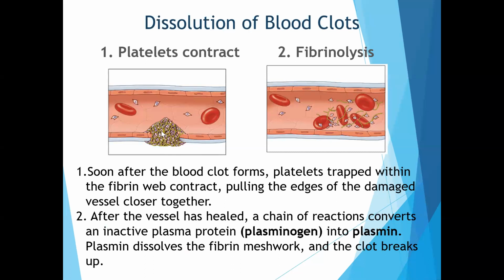And so we then get another domino reaction, which results in turning plasminogen into plasmin. So plasminogen is just floating around. When we need to get rid of our clot, our body converts plasminogen into plasmin. Plasmin dissolves the fibrin meshwork, which breaks up that clot. So fibrins are spider web. Plasmin gets rid of fibrin.